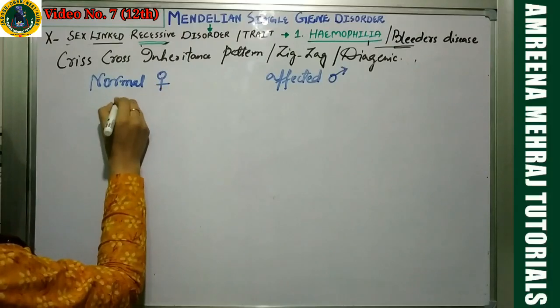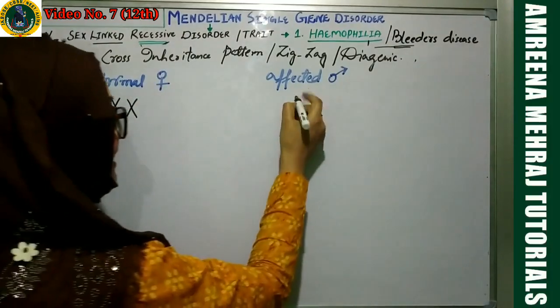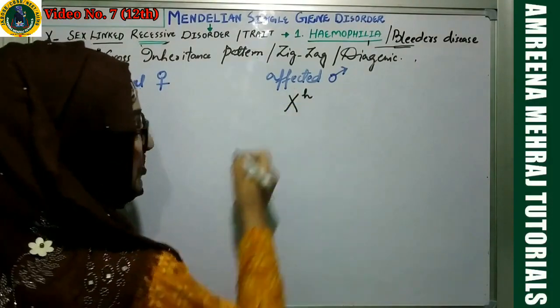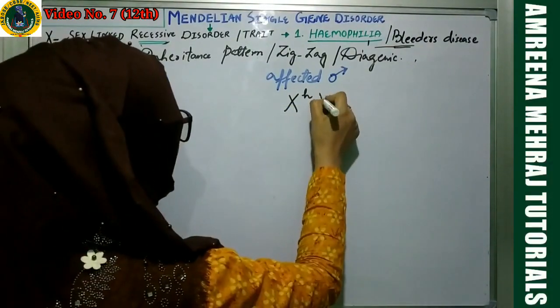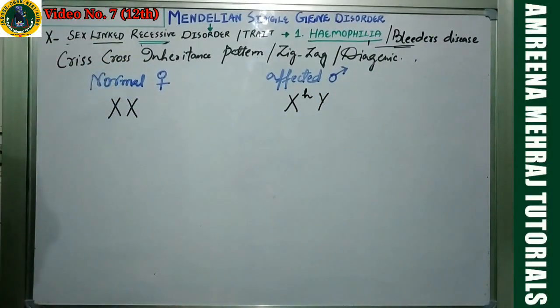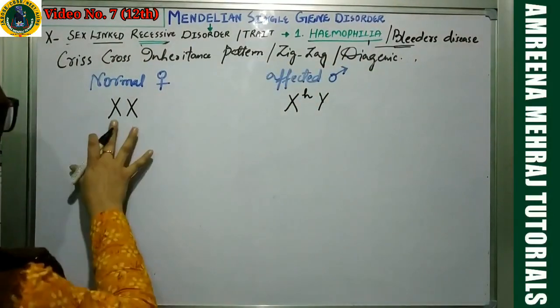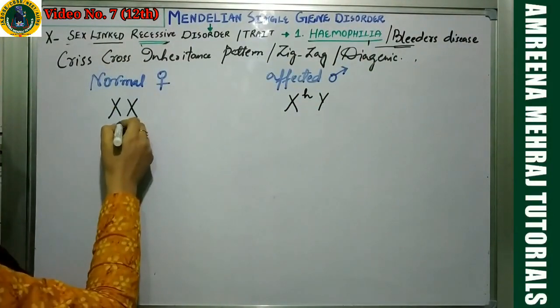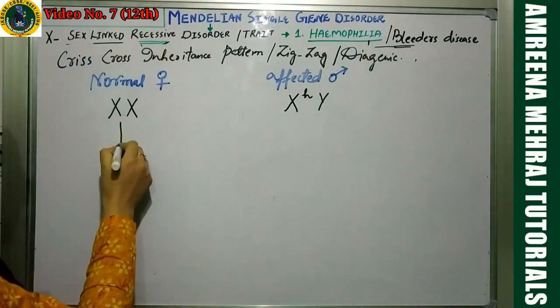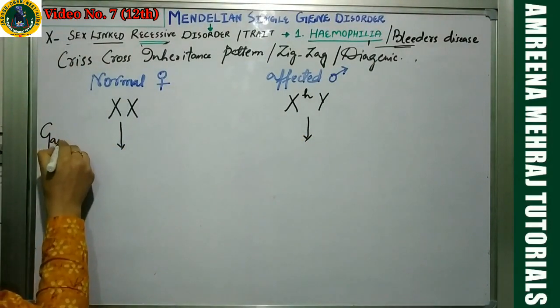So if the female is normal, she'll be XX, nothing wrong. If the male is affected, he'll be X^H Y, mutation over there. And Y is as such, Y has no dealing with the blood clotting factors. But this H means mutation has happened. She is normal. Now let us produce the gametes. We're talking about the gametogenesis, okay? Let us get the gametes.